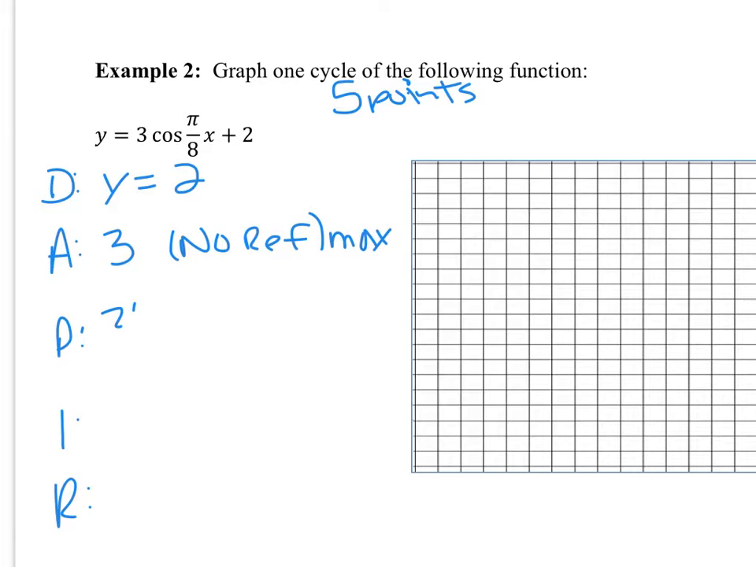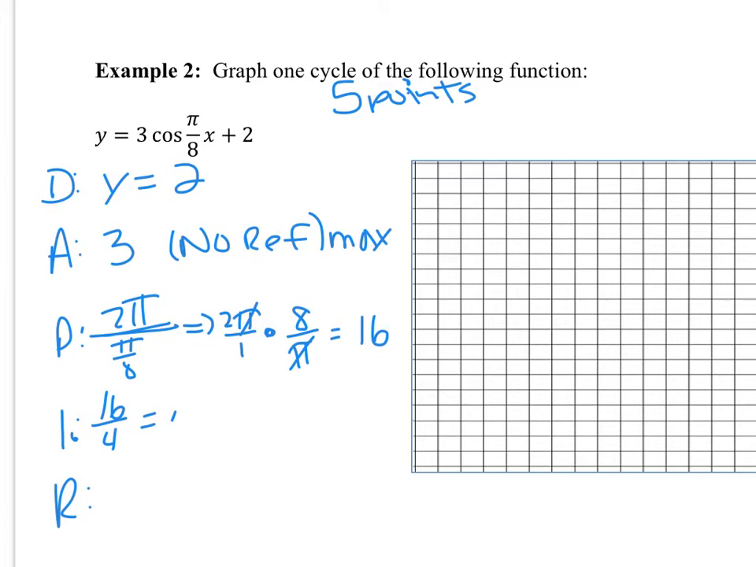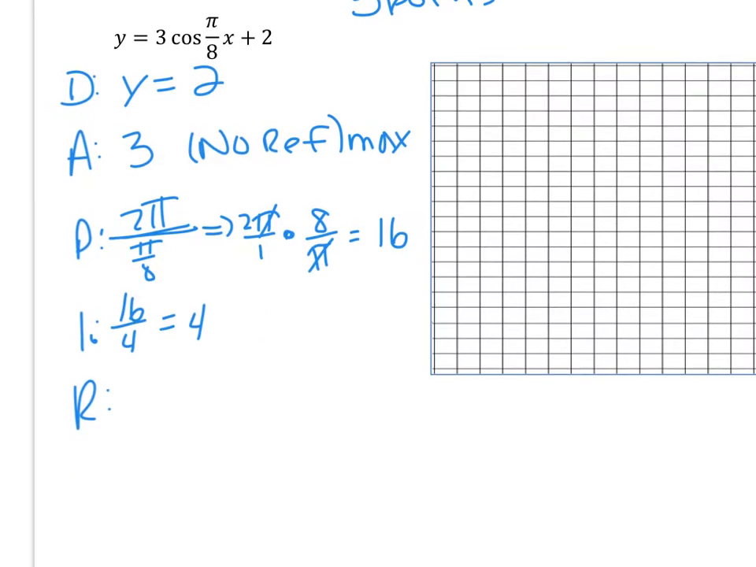The period is 2 pi over B. Keep, change the division to multiplication and flip. So those cancel out, and we're left with 16. 16 is my period, so my interval is 16 over 4.